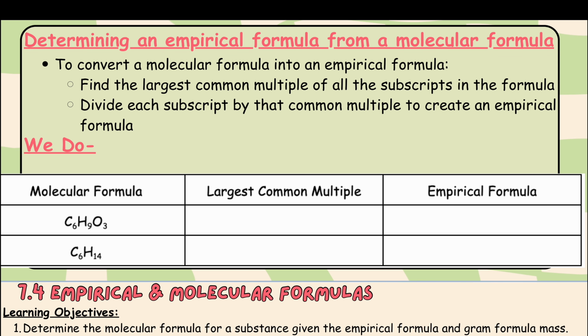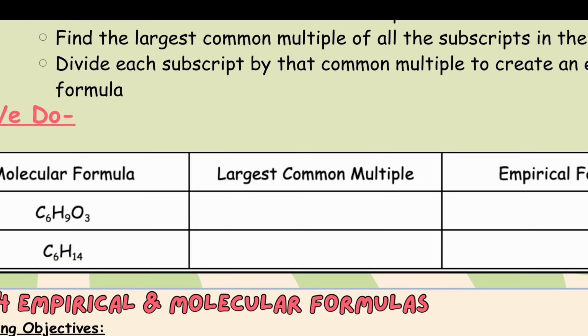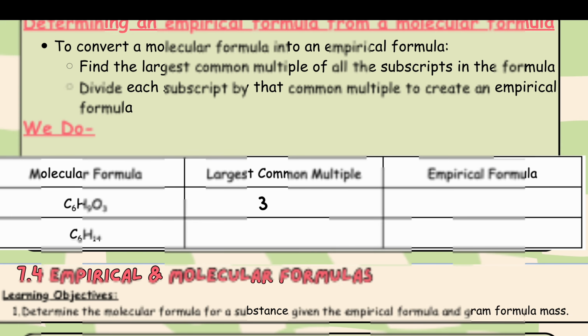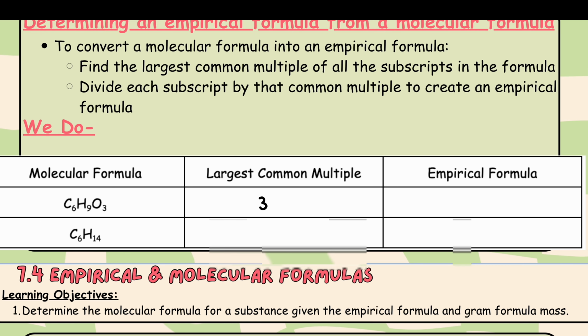So we have C6H9O3. So the largest common multiple between 6, 9, and 3 is going to be 3, right? 3 can go into 3, 3 can go into 6, and 3 can go into 9. So our largest common multiple would be 3. So we want to divide all of the subscripts in the molecular formula by this largest common multiple to simplify it.